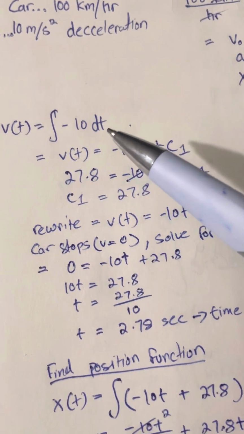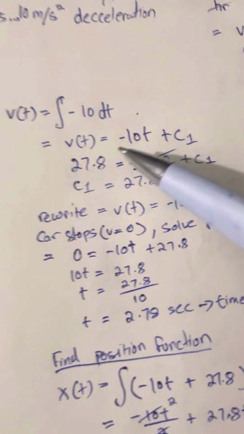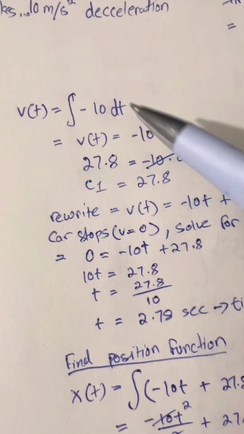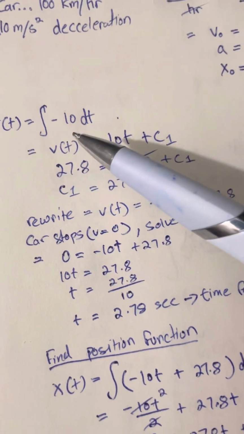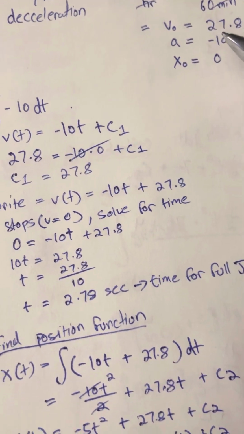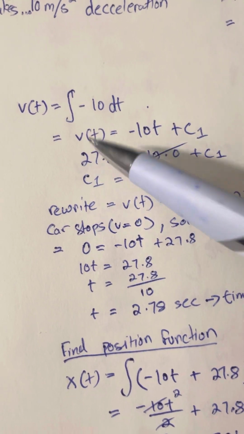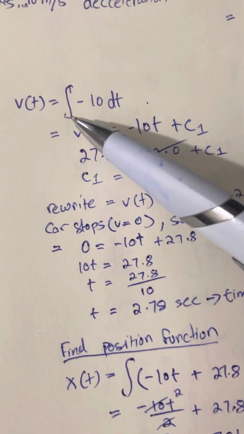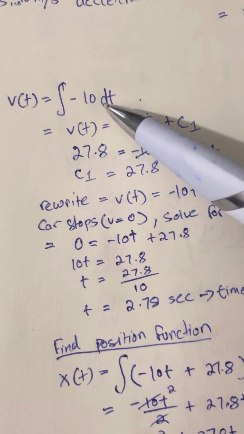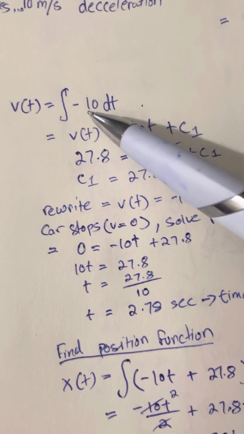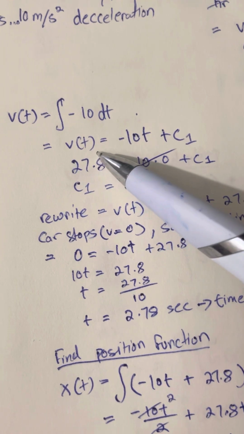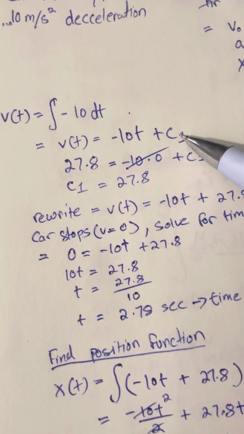So the first thing we got to do is we got to find the velocity. We got to find the velocity function from the acceleration function. So we know our initial velocity is this, but we got to find the velocity function so we can get to the position function. So we take the integral of negative 10, because that's our acceleration, and then we'll get this velocity function. We'll just add a t plus a constant C1.